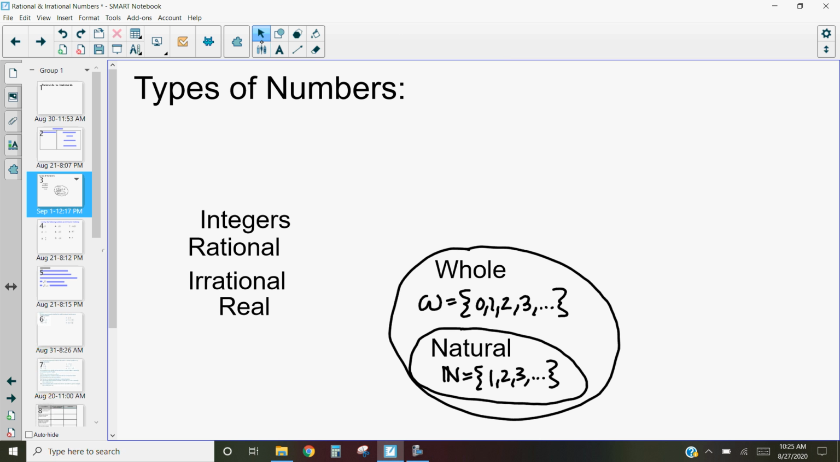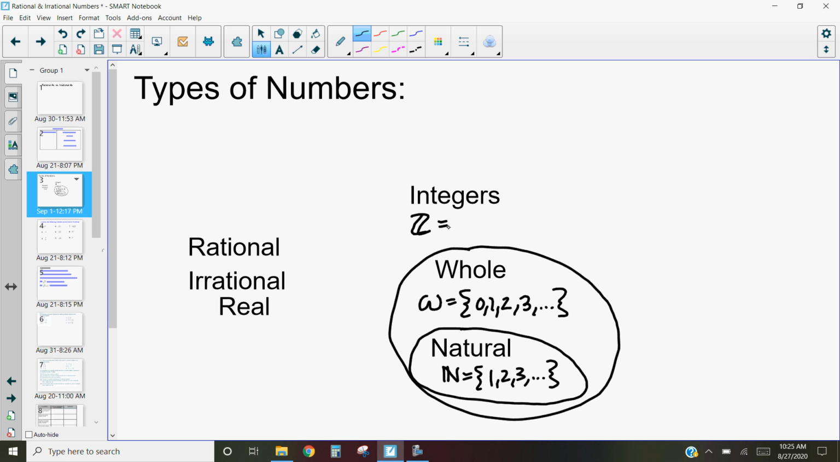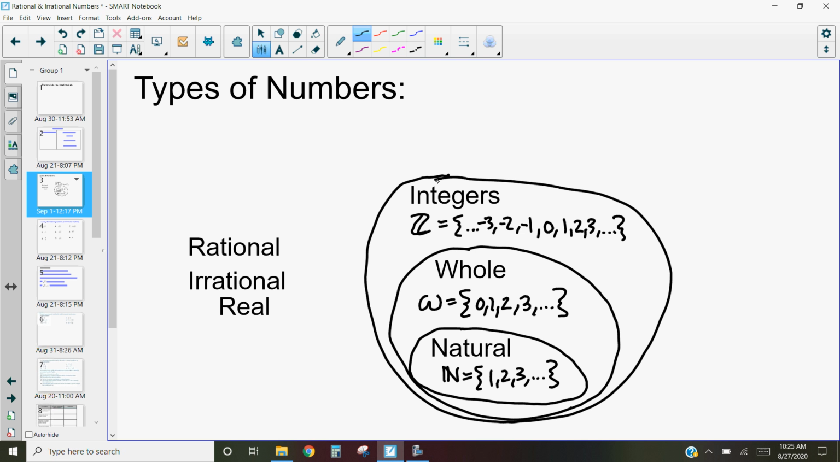Now we keep using the word integer. So what is an integer? Well, an integer is just all of the positive and negative whole numbers. When we talk about the set of integers, we usually use this fancy scripted Z. So we're looking at numbers like -3, -2, -1, 0, 1, 2, 3, etc., all the way on. Those are the integers. Okay, and the whole numbers and natural numbers are a subset of those integers.